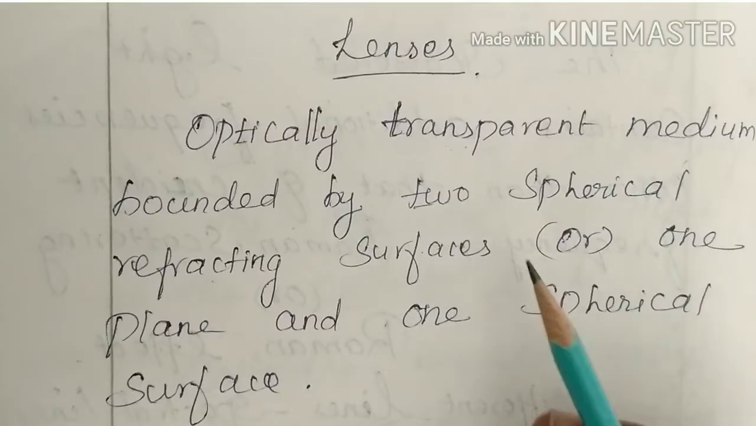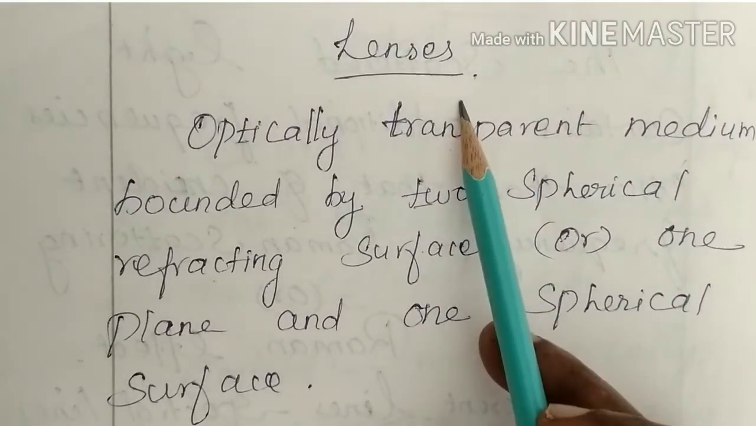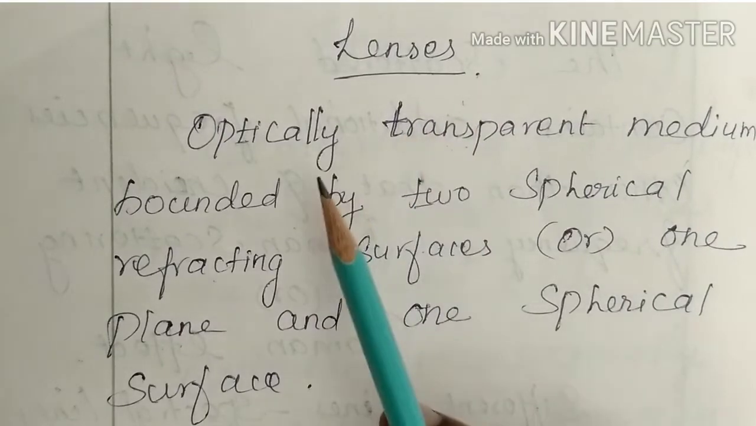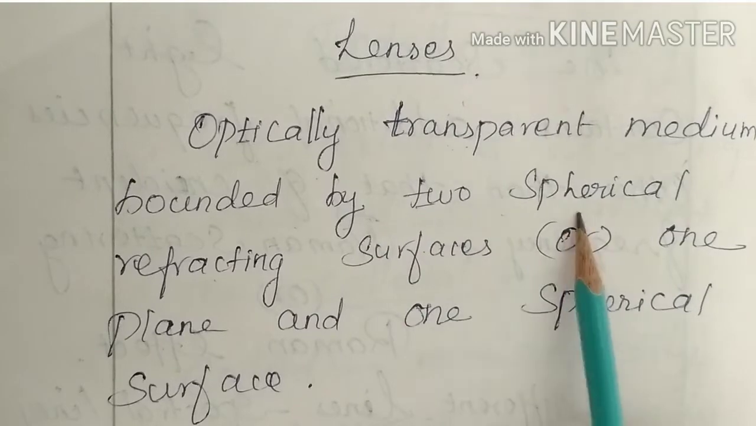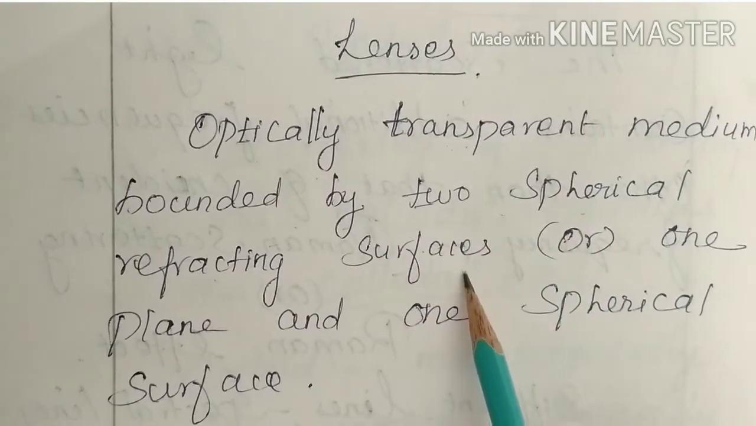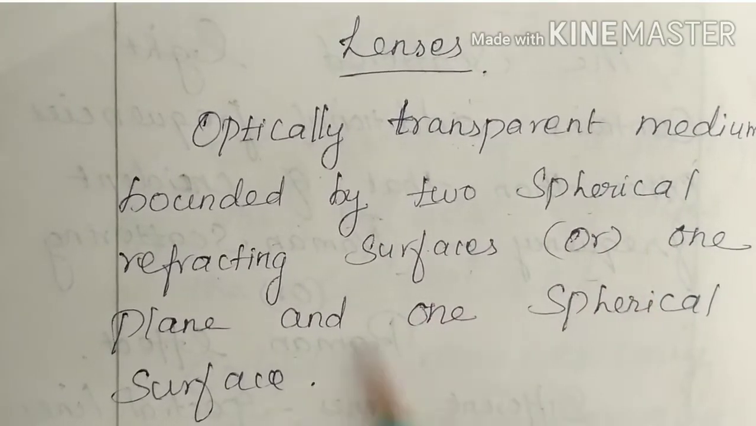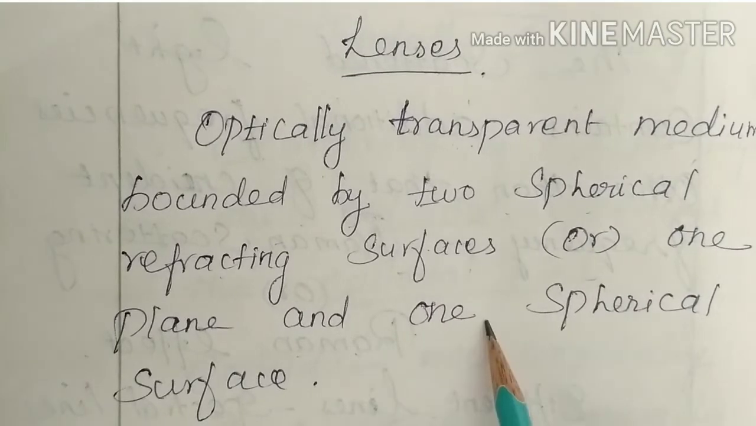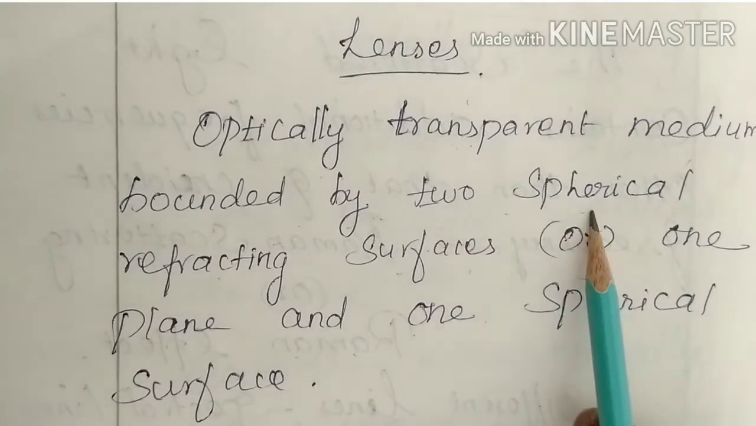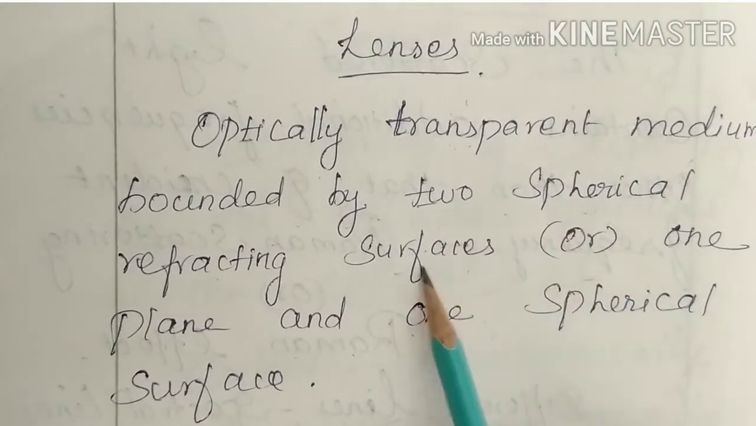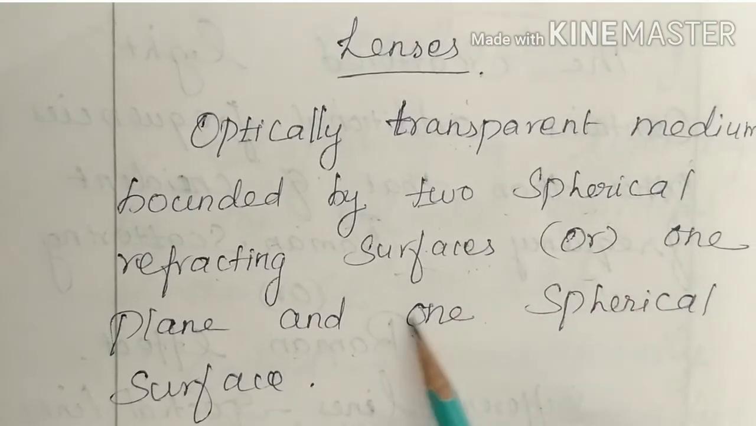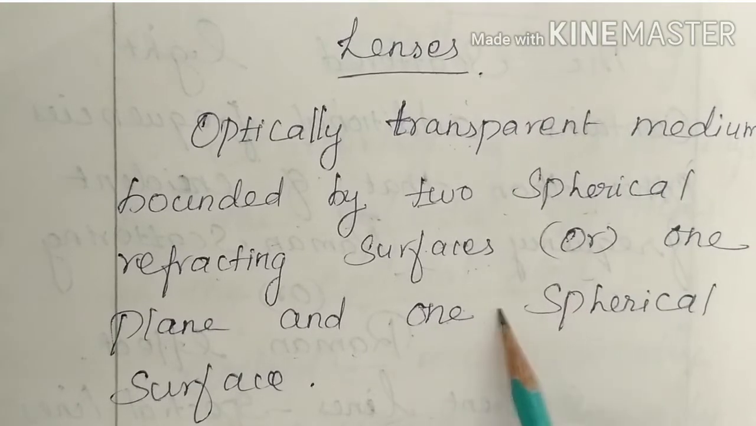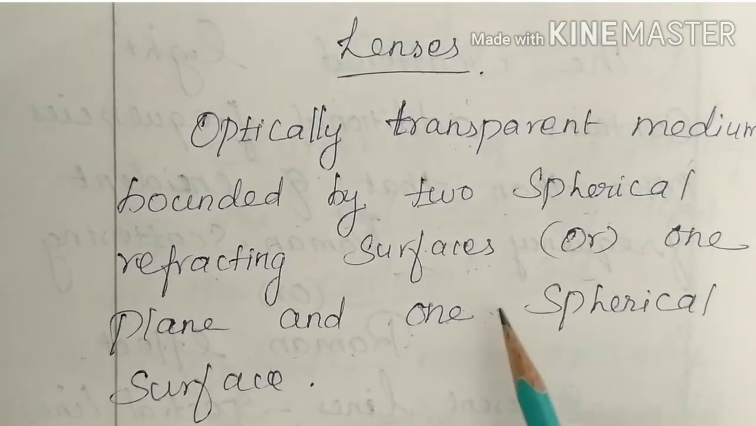Next we learned about lenses. What do you mean by lenses? A lens is an optically transparent medium bounded by two spherical refracting surfaces, or one plane and one spherical surface. Two sides may have spherical refracting surfaces, otherwise one side is a plane surface and the other side is a spherical surface. That is called a lens.